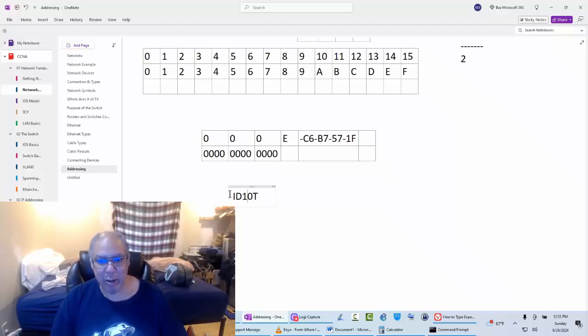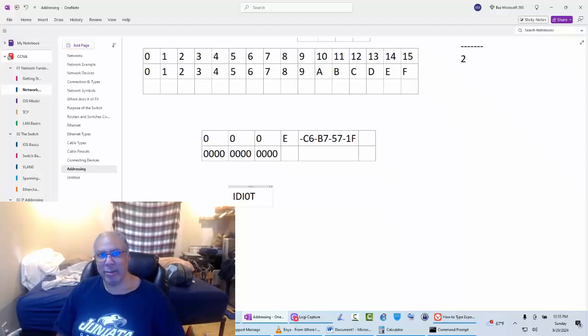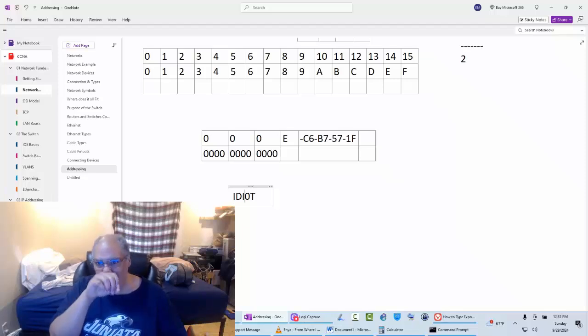ID10T error. Okay, change that 1 to an I. Yeah, it's like that. Because that's what we are. Our brains are perception, not reality. And until you're able to understand that, and sometimes you got to have a stroke in order to understand what you really are and not in control of.